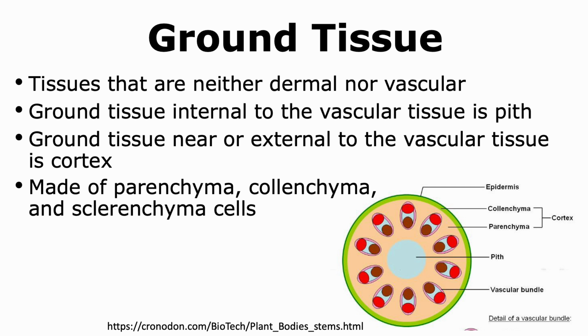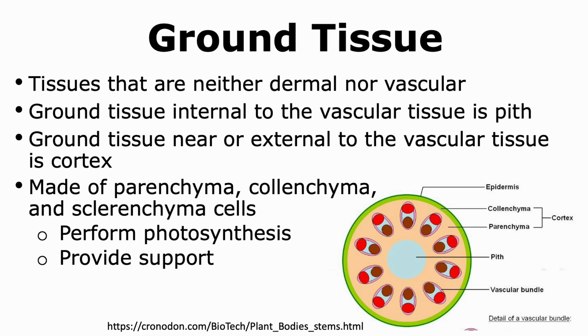The ground tissue can be made of different types of cells, which includes parenchyma, collenchyma, as well as sclerenchyma cells. These cells can perform different functions, and hence the ground tissue is associated with photosynthesis, providing support to the plant, and serving as a site for storing different types of materials.